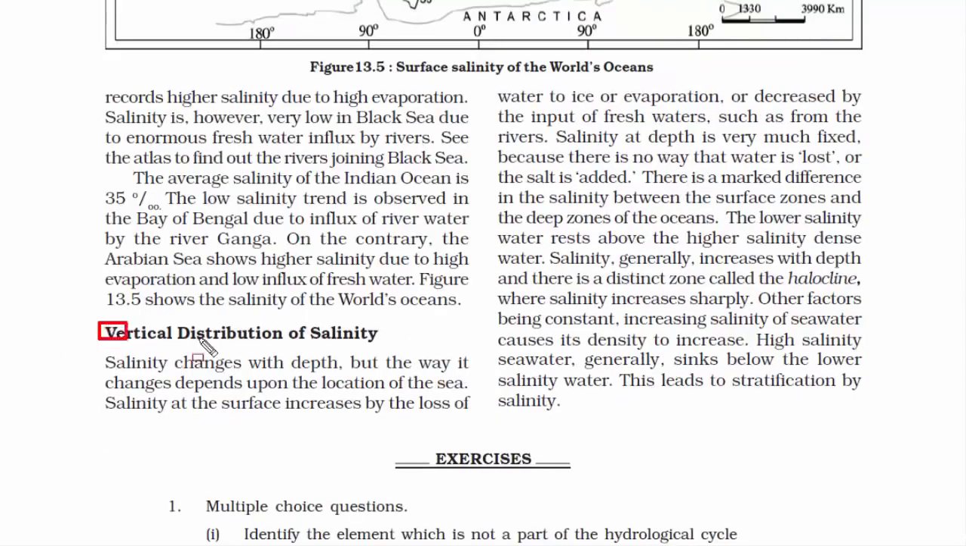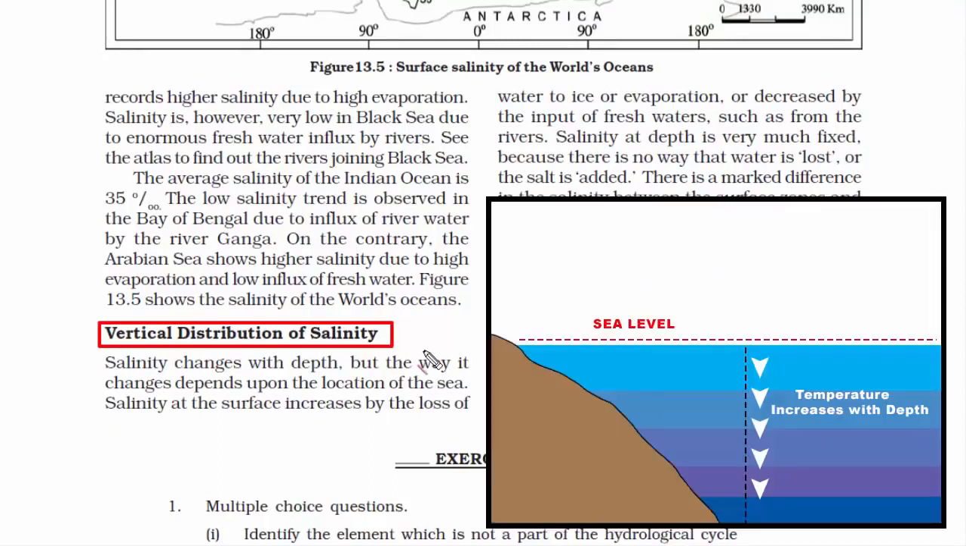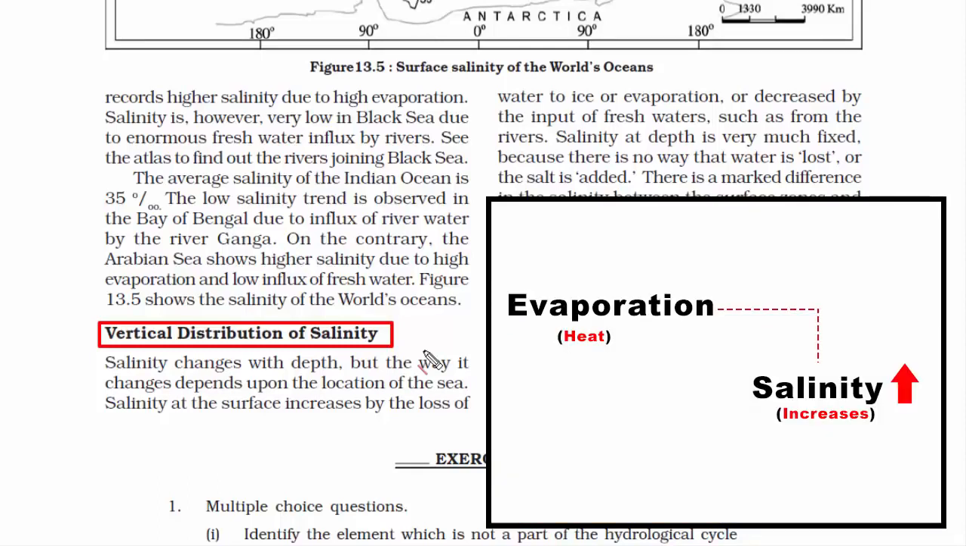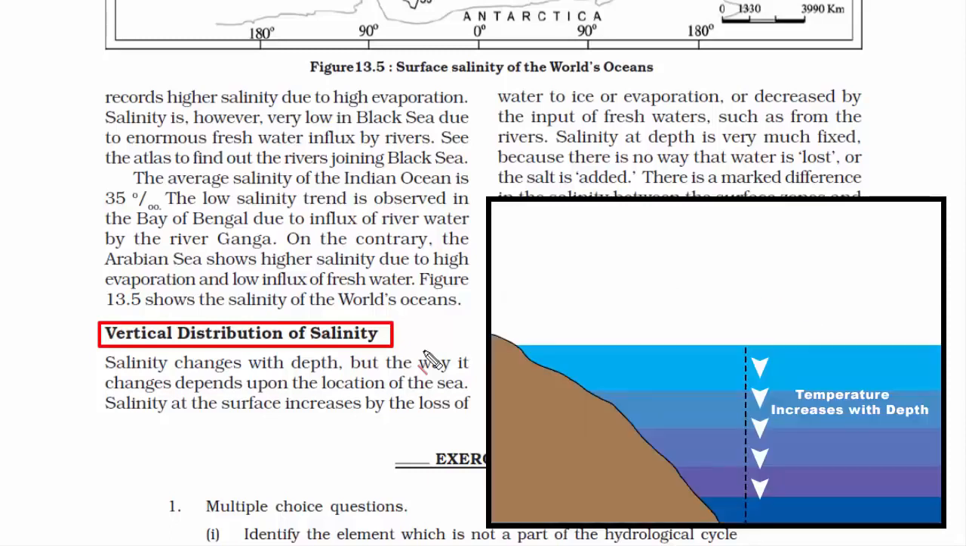Now let's look at the last topic of this chapter, vertical distribution of salinity. By vertical distribution, we mean changes with respect to the depth of the ocean. So salinity of the ocean changes with the depth. Now at the surface, we know that salinity increases due to evaporation and decreases by the input of fresh water from river, ice and rainfall. But as we go deeper in the ocean, salinity is very much fixed because there is no way the water is lost or any more salt is added.